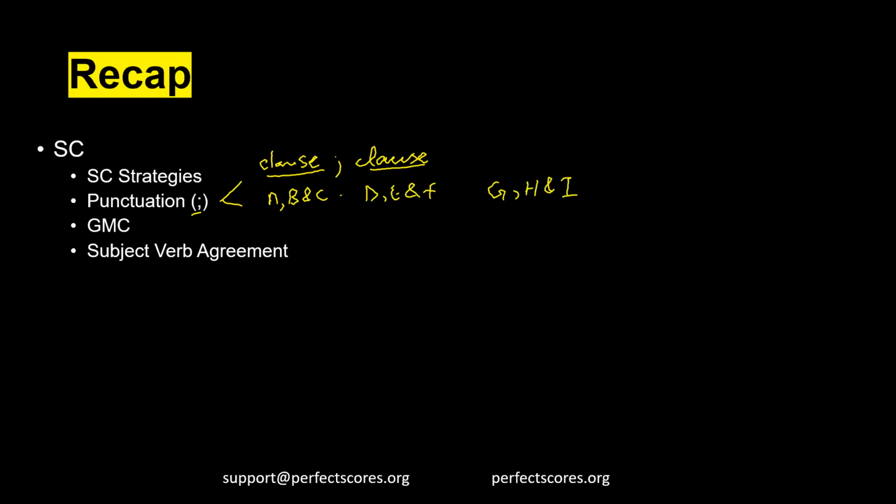So to separate these, you need the semicolons, semicolon here and an and here. And the third important point is GMC, which refers to grammar, and then meaning, and then concision. So that means when you get 5 options in sentence correction, the first thing that you use to eliminate the wrong options is going to be grammar.